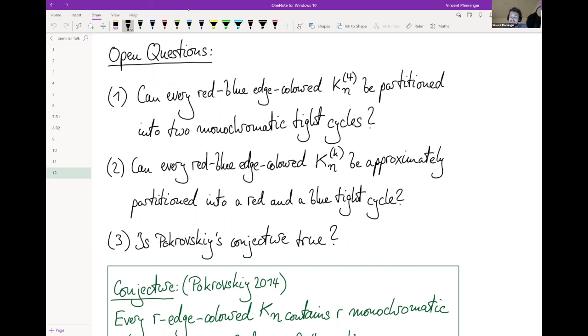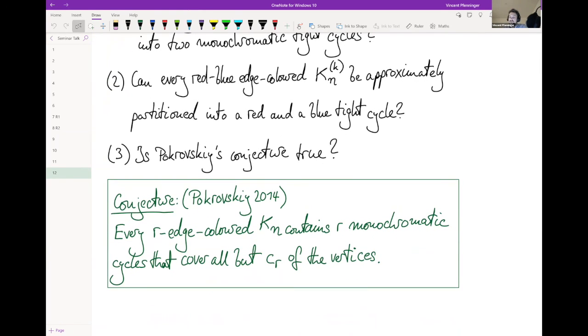Okay, so second open problem, can every red-blue edge-colored K_n^(k) be approximately partitioned into a red and a blue tight cycle? So this was already known for the 3-uniform case. We showed it in the 4-uniform case. And in the 5-uniform case, we were only able to do it with 4 monochromatic cycles, but we really believe this should be true. And so maybe it is also true for general uniformity as well. And then, of course, Pokrovskiy's conjecture is still open for all r at least 4.